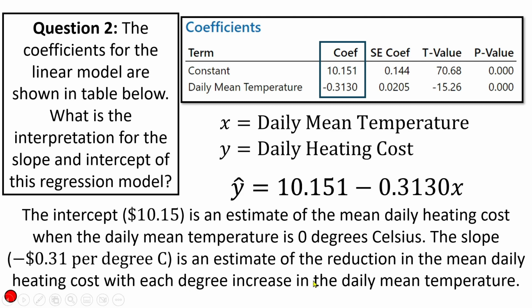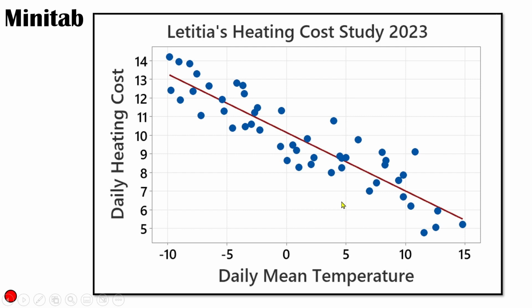Right, so it's saying that for every increase in temperature by 1 degree, your daily mean costs will decrease by this amount, $0.31 or 31 cents, in other words. So that's how you can explain the meaning of these things in words. I think it helps to look at a figure.